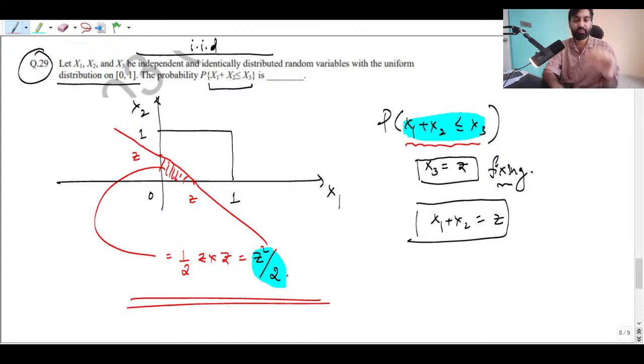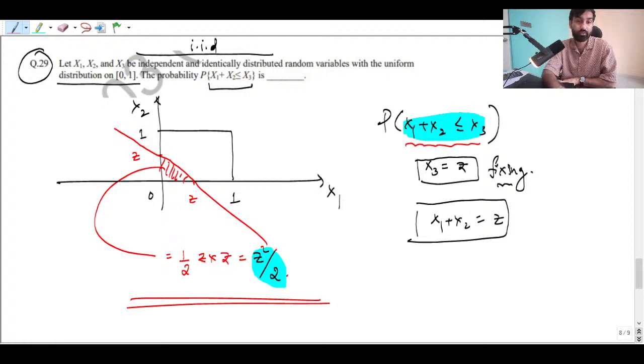I hope this makes sense. So this kind of answer, let me check the answer as well, because I need to check the answer. The probability that x1 plus x2 is less than x3. Okay, let me check the answer, because I think it is given. So what is the answer for this question?